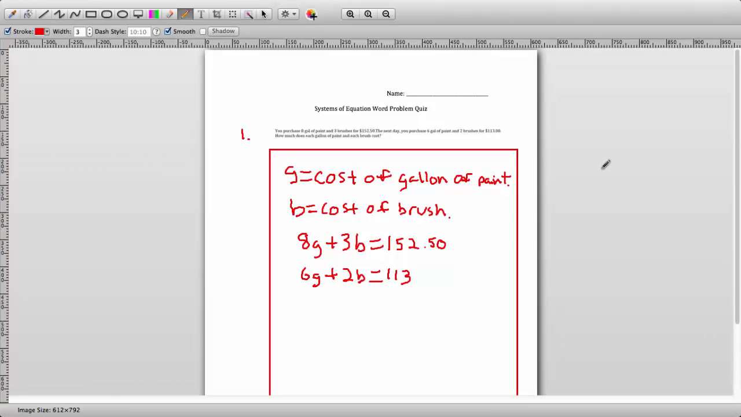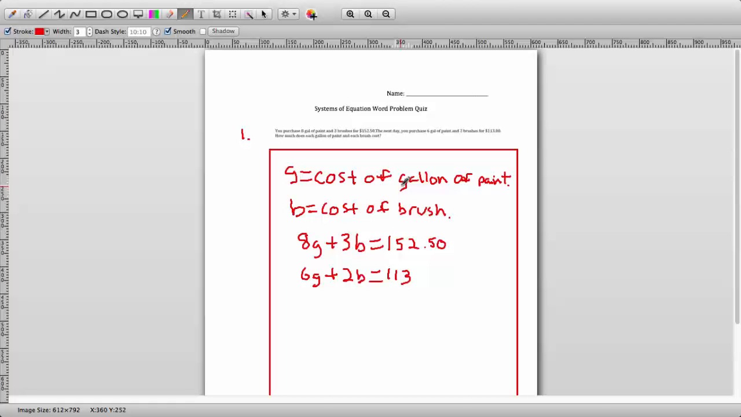Right, in this video we're going to be looking over your systems quiz. Number one says, how much does each gallon of paint and each brush cost? We've purchased 8 gallons of paint and 3 brushes for $152.50. Next day we purchased 6 gallons of paint and 2 brushes for $113.